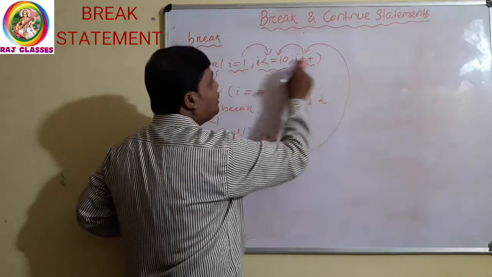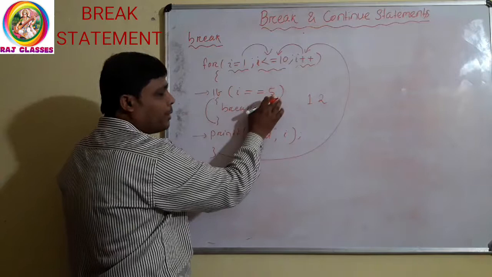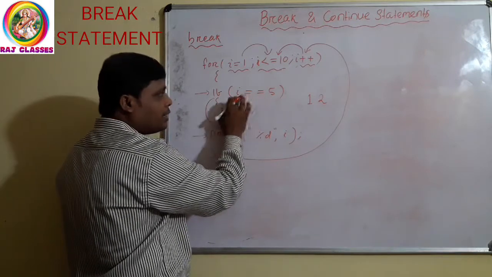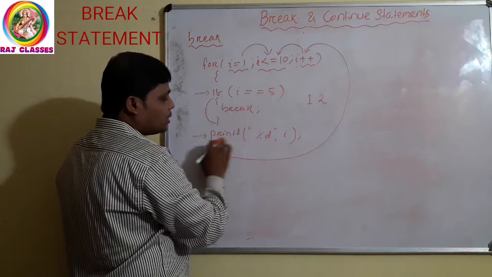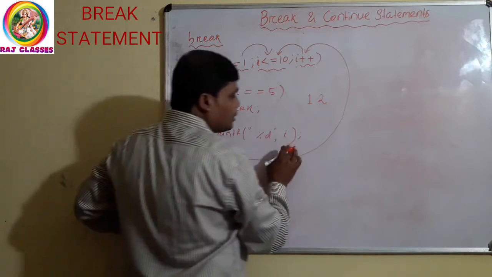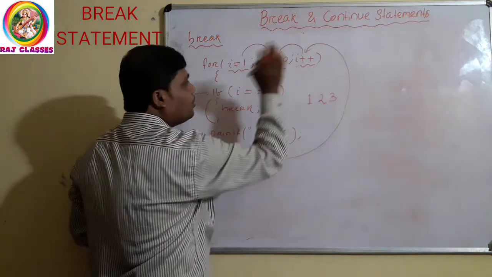So the I value will be 3. 3 less than equal to 10. Yes, true. So I equal to 5. The condition is false. 3 equal to 5, condition false. So it will not execute this. It will print what? The value of I, that is 3. Then again it will continue.